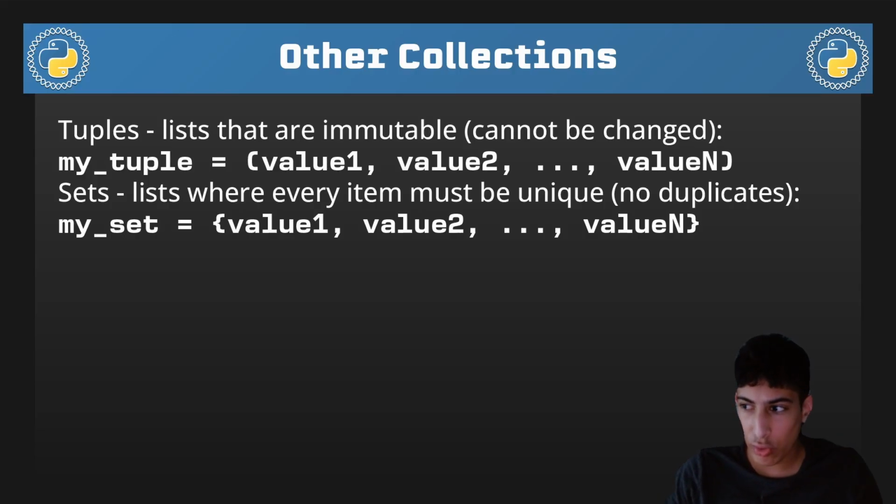And sets are also similar to lists, except they're created with curly braces instead of square brackets. So they're kind of like dictionaries, except they're also accessed through indexes and not keys. And they're basically lists where every item must be unique. So in other words, there can't be any duplicate values inside a set.